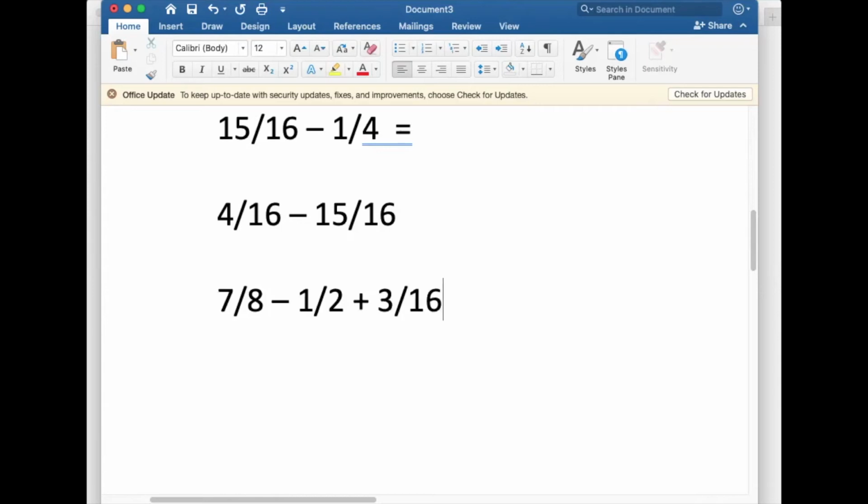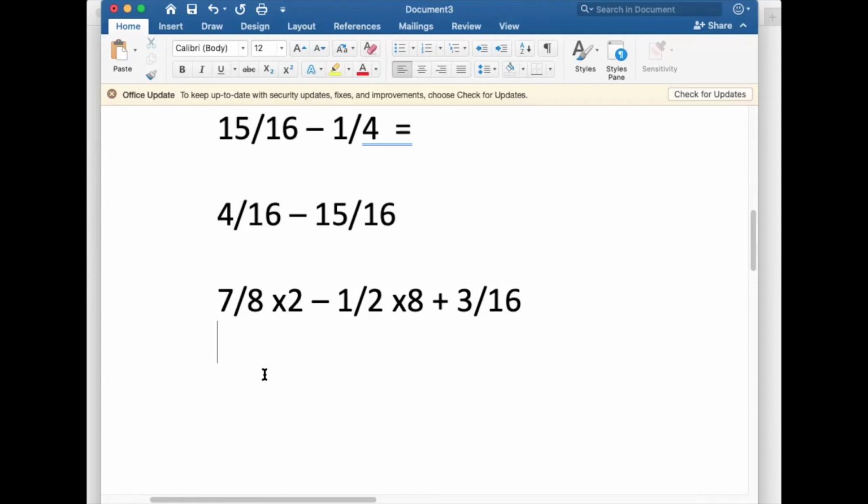3/16. Okay, how do we do this? Again, we're finding the common denominator. If we look at this, the biggest number is our common denominator. So we need to get 2 to equal 16, and we do that by taking it times 8. And we need to get 7/8 to 16, and we do that by taking it times 2. So what we do to the bottom, we do to the top.